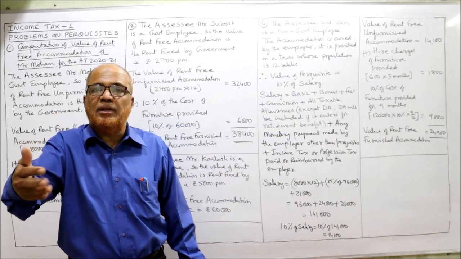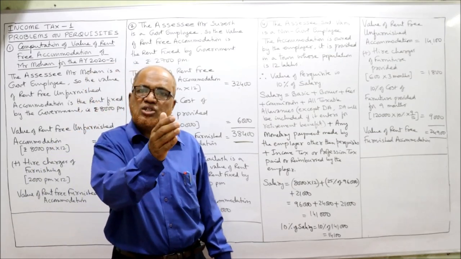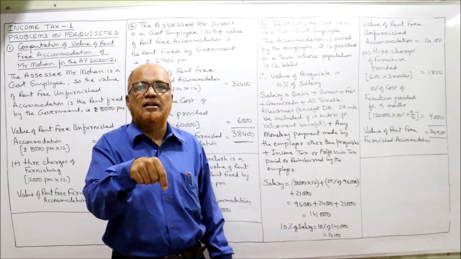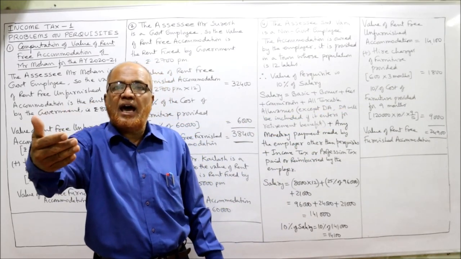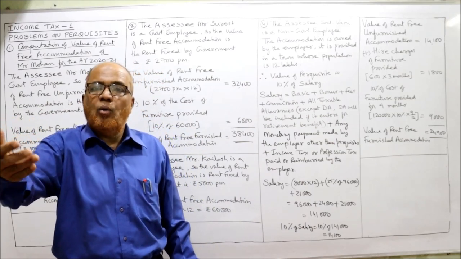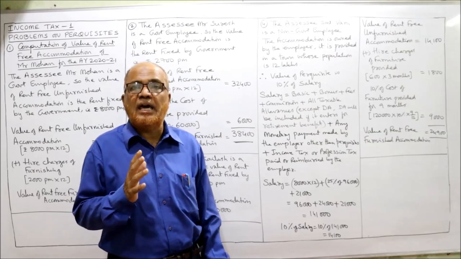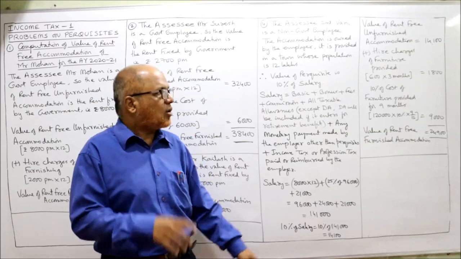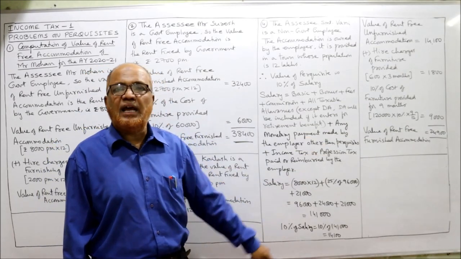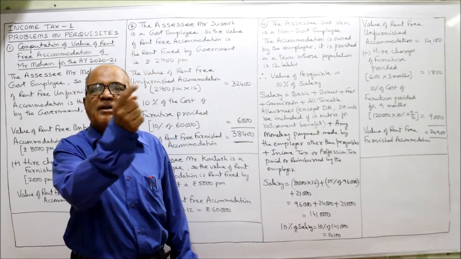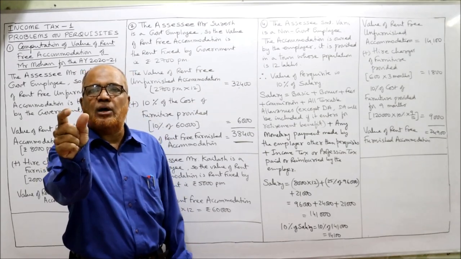Remaining part, 9 months. Out of 12 months of the year, first 3 months furniture is provided, which is hired. Remaining 9 months period, own furniture is provided. The furniture is owned by the employer, by the company. How much is the cost? 1,20,000. So 1,20,000 into 10%. This 10% is given by the Income Tax Act. So 10% of 1,20,000, 12,000.